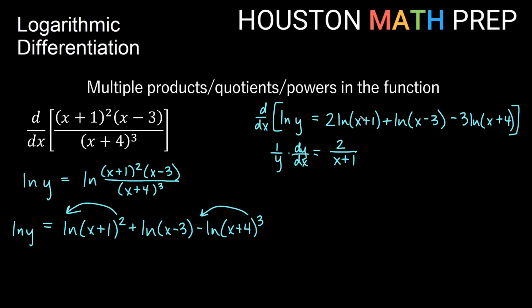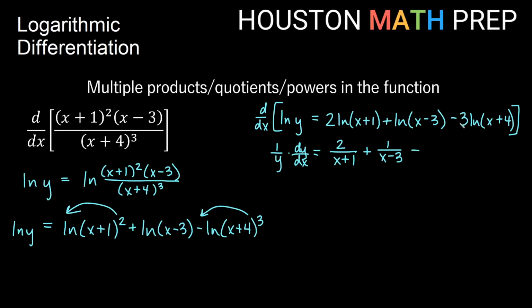Chain rule, the derivative of the inside would just be 1, right? The derivative is 1 here, so nothing to multiply by there. Plus, let's move on to the next term. Derivative of ln of x minus 3 would be 1 over that thing, 1 over x minus 3. Chain rule says times the derivative of the inside, but the derivative of the inside is again 1. We have a 1x here. So we'll move on to the next one.